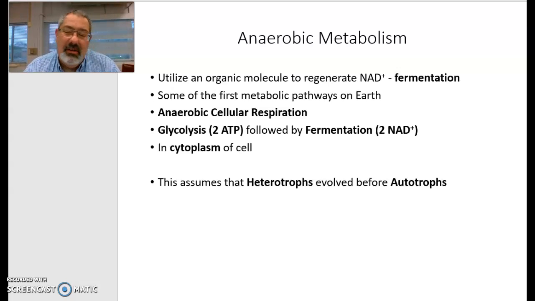So the assumption here is that a consumer or a heterotroph would have evolved first, before a producer that would have some pigment like chlorophyll or some way of producing sugars from molecules that it would absorb from the environment.